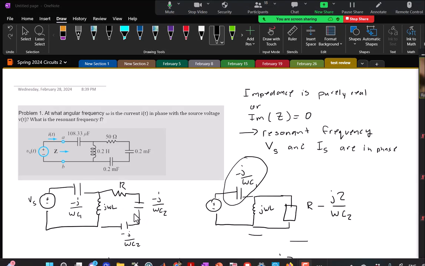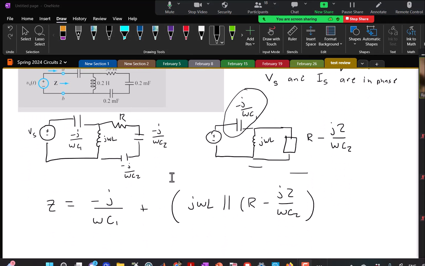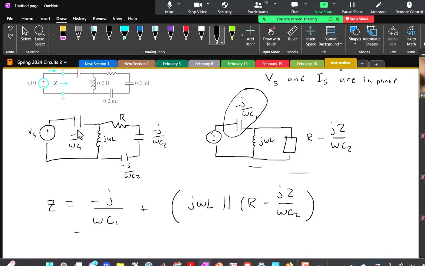The right hand side had some things in series, so we put those together, and then that impedance is in parallel with the inductor, and all together it'll be in series with the capacitor right there. So then doing this, I'll have minus j over omega C1 plus product over sum, j omega L times R, minus j2 over omega C2.